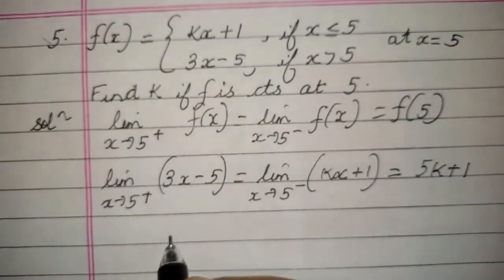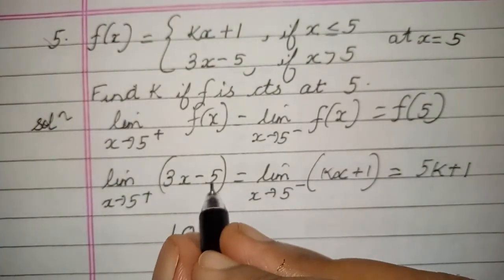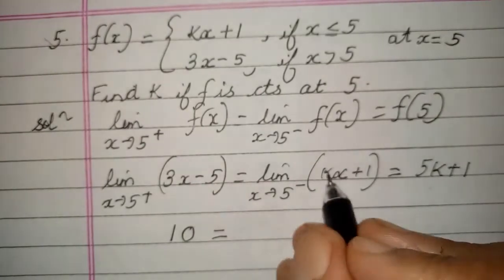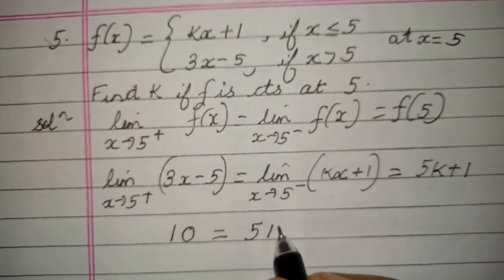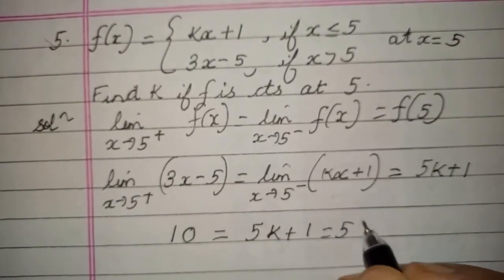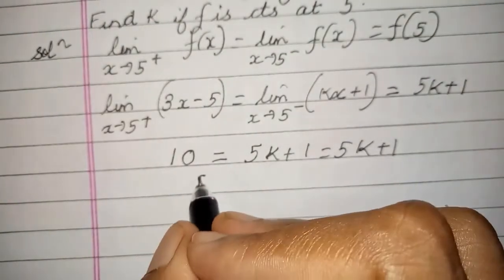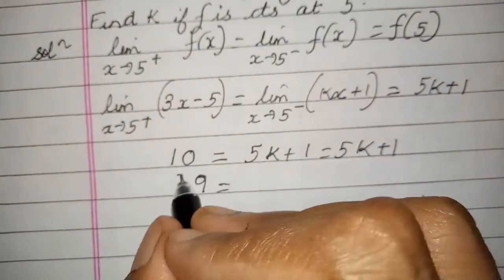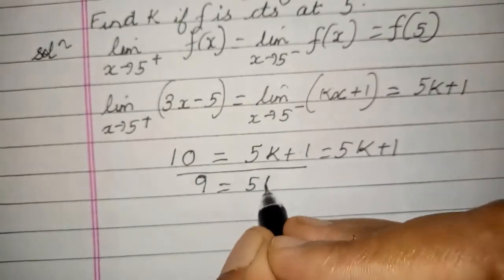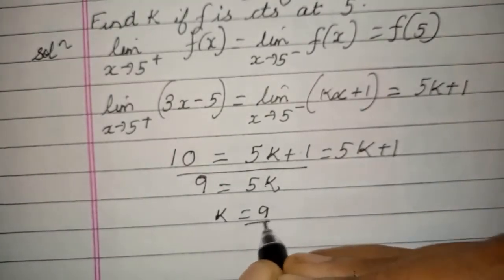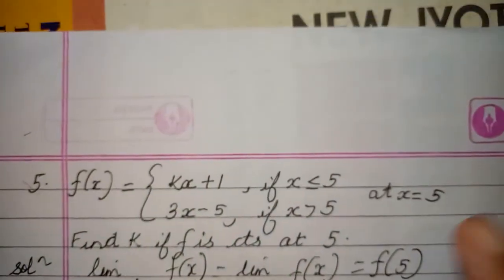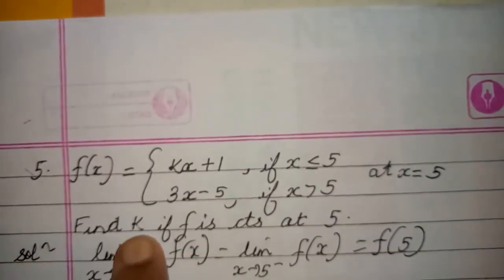So put 5 here: it is 15 minus 5, which is 10, equal to 5k plus 1. Simplify this. So 10 minus 1 is 9, equal to 5k. So the value of k is 9 by 5. If I take my k as 9 by 5, my function will be continuous at 5.